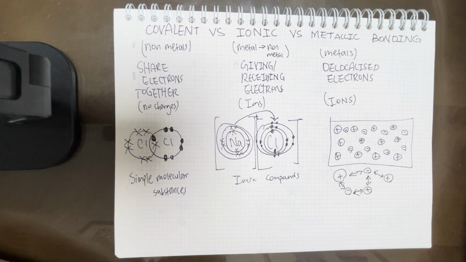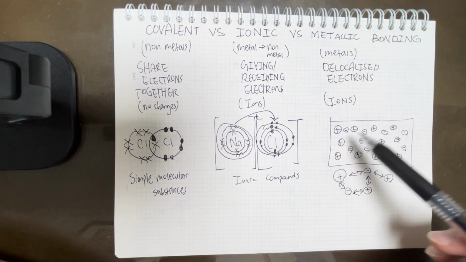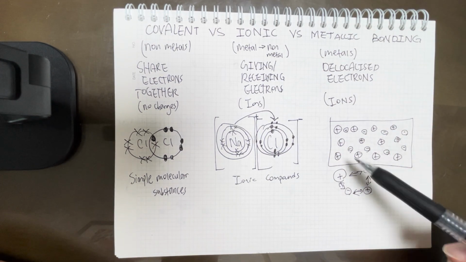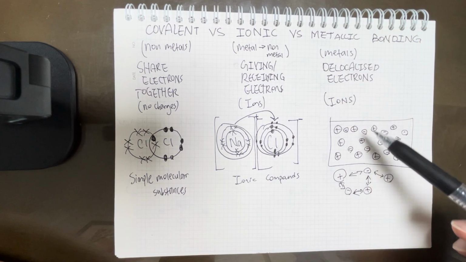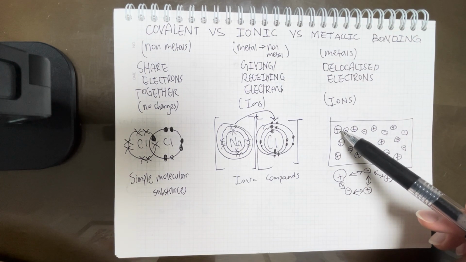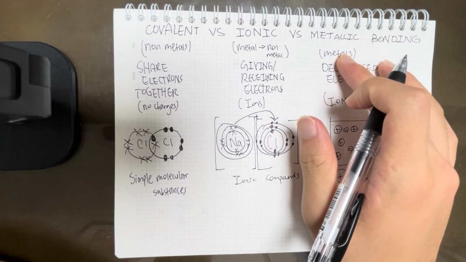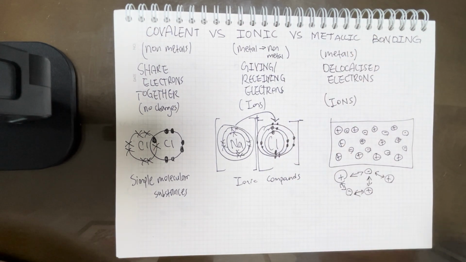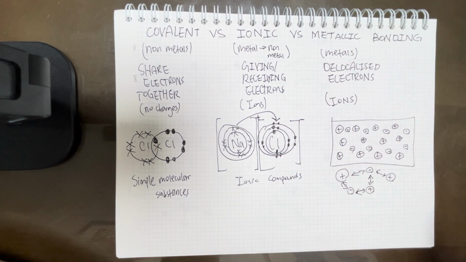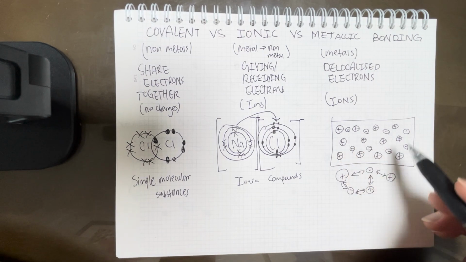So yeah, that's what metallic bonding is. These delocalized electrons are free to move about. And of course, these are going to form ions because these electrons aren't stuck to this atom anymore, right? So these atoms are going to have positive charges. And the thing about metallic bonding is it's between metals, right? The reason metals can conduct electricity is because these electrons are delocalized.